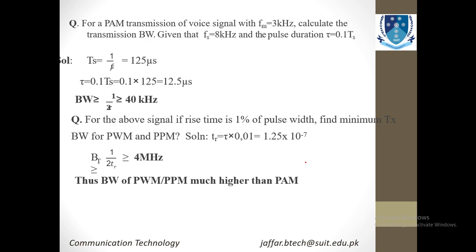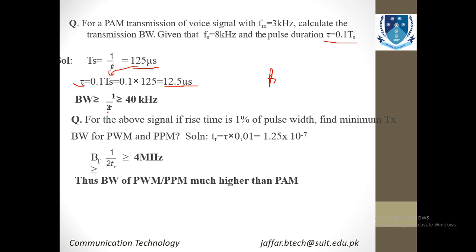You know that the symbol period is inversely proportional to the sampling frequency. So Ts is equal to 1 by Fs, and you can easily find that Ts turns out to be 125 microseconds. It was mentioned that tau is equal to 0.1 Ts. So you put the value of Ts over here and you will get the value of tau, which is 12.5 microseconds.